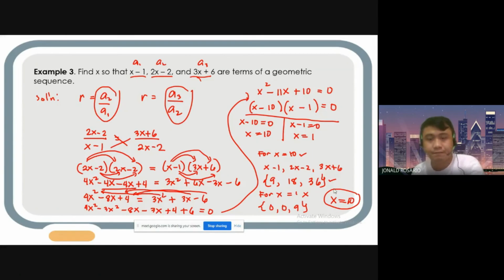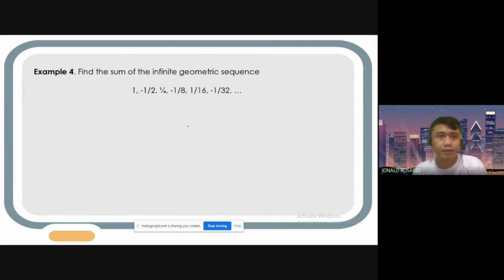Next, number 4. Find the sum of the infinite geometric sequence 1, negative 1/2, 1/4, negative 1/8, 1/16, and negative 1/32, and so on. Ibig sabihin, this is an infinite geometric sequence. Okay, so solution. What is our a sub 1? Our a sub 1 is 1.